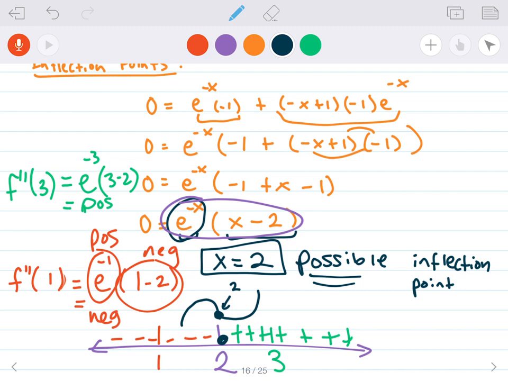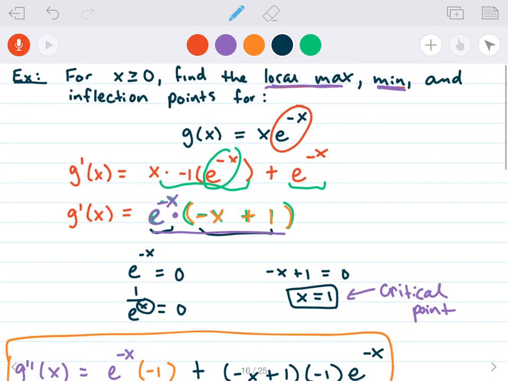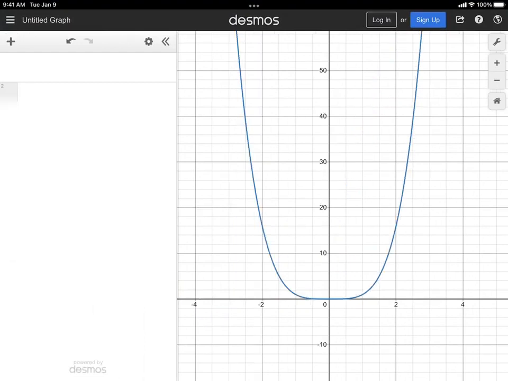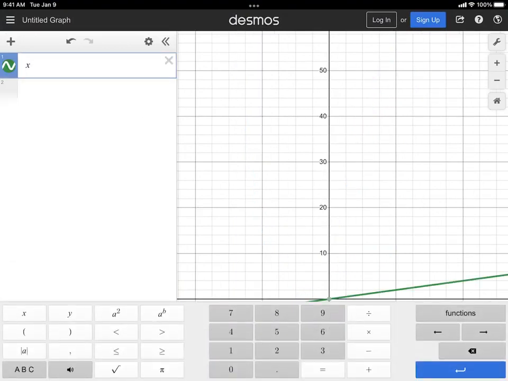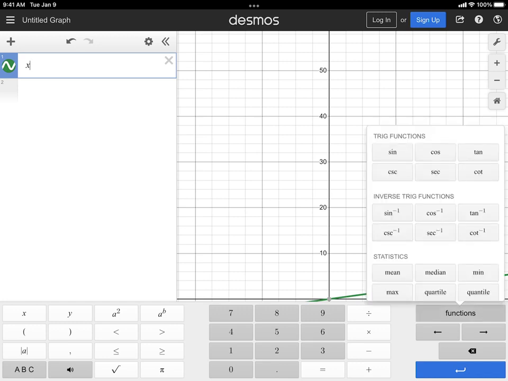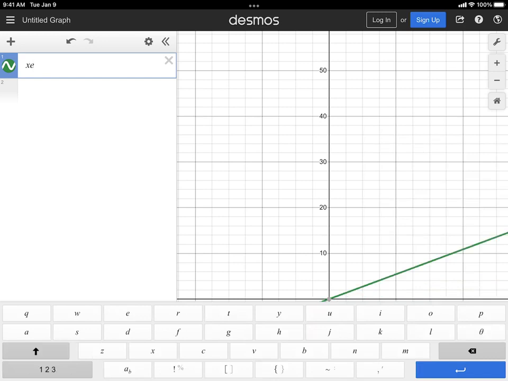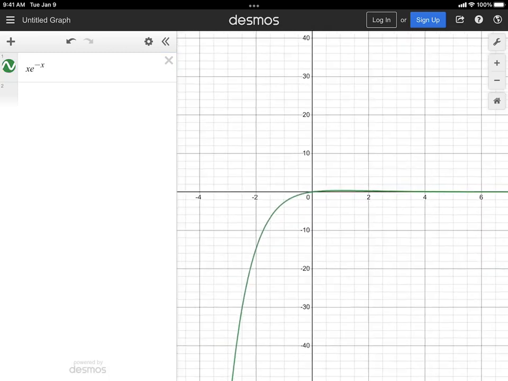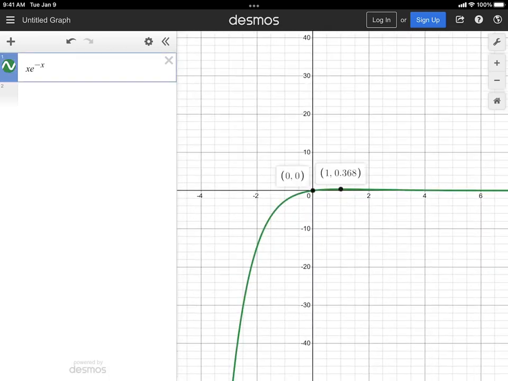Now let's go ahead and look at the actual, and remember, what we're talking about here is the original function, the OGF. So let's go ahead and plug in f into Desmos and just confirm our findings. Or in this case, it's g, but it's x times e to the negative x. So let's see what happens. Okay, so x times e to the negative x. All right. So there we go.